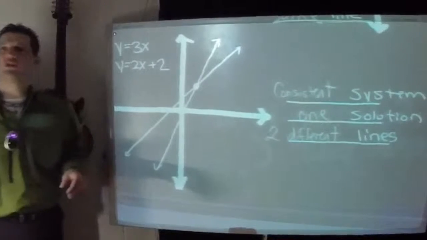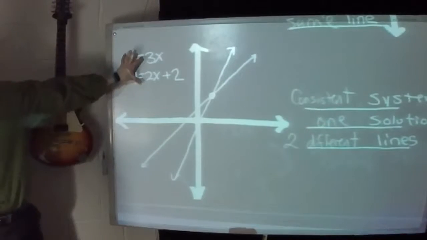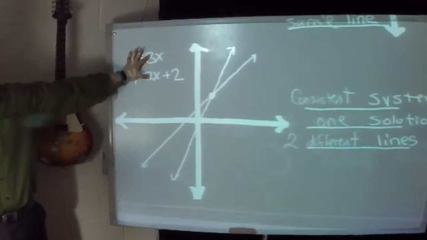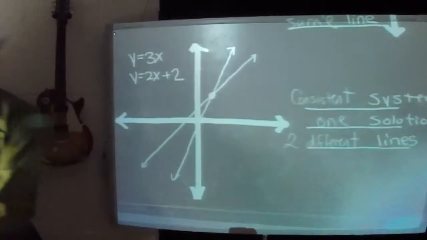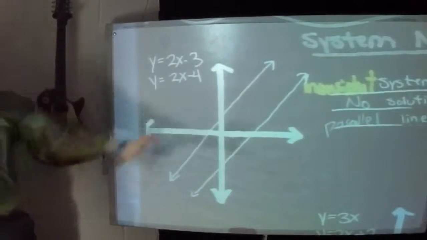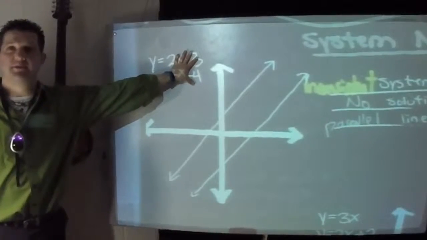Here's one way you know you're going to get a consistent system. If the slopes are different at all, in any way, they will definitely cross. 3 and 2, they'll definitely cross. That's one way you know. Look at the other two. Parallel lines: same slopes, different y-intercepts.